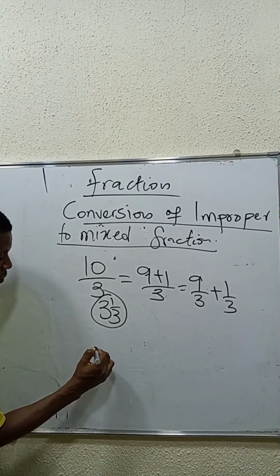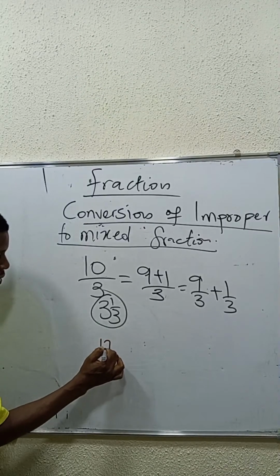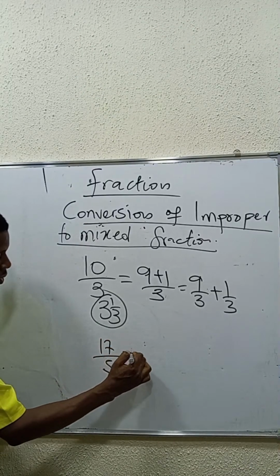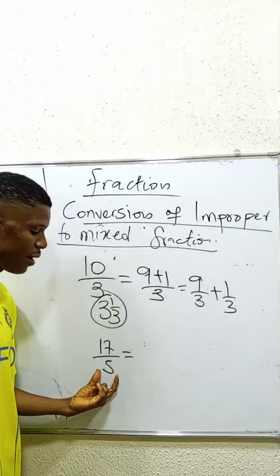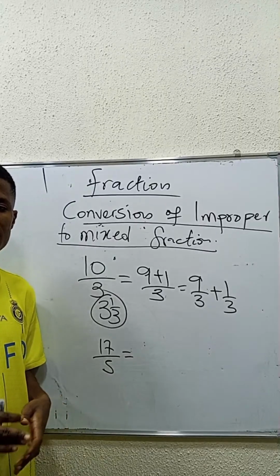Let's say we have 17 over 5. When you have 17 over 5, how many times can 5 go into 17 without any remainder?